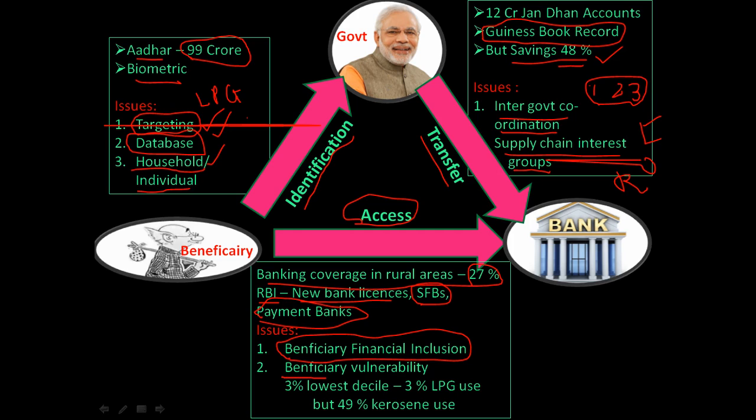Secondly, and this is important, beneficiary vulnerability. Now they have given an example. If we take the lowest decile of the Indian population by income, they use only 3% of LPG, but they use 49% of kerosene. So if you are giving a kerosene subsidy and somehow you mess up the identification and transfer processes, these people are going to be the most vulnerable. These are the most vulnerable. So all these three things should work in tandem.